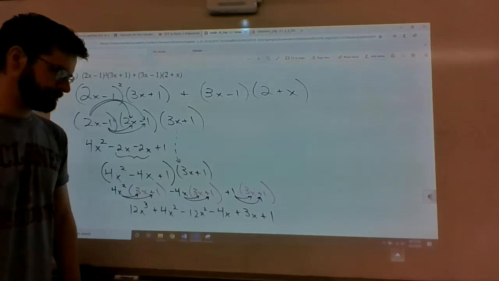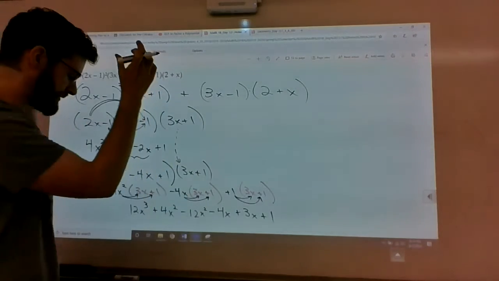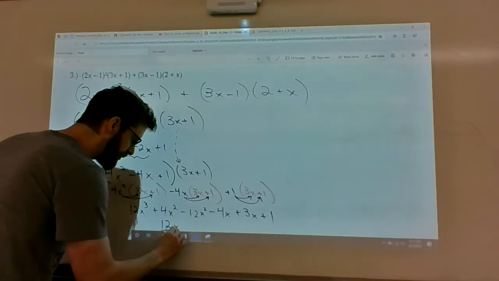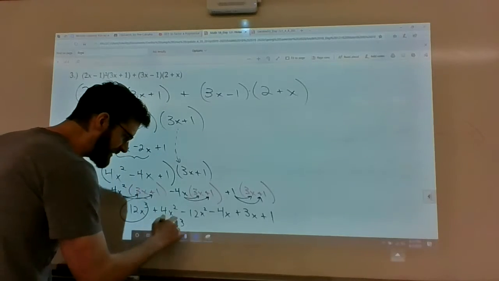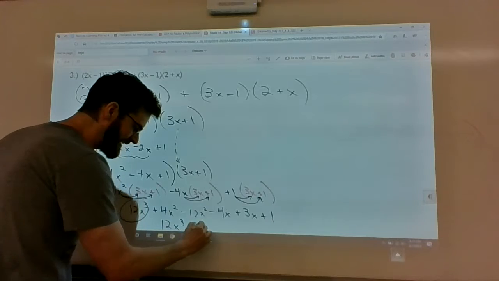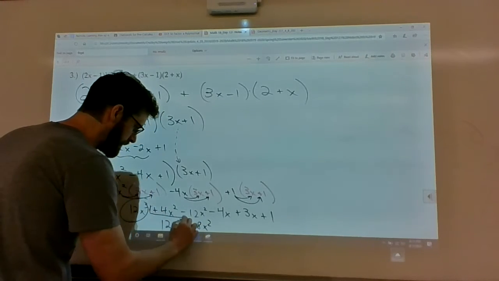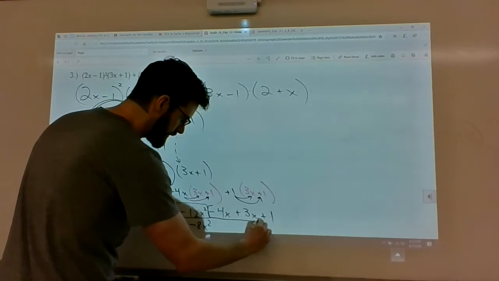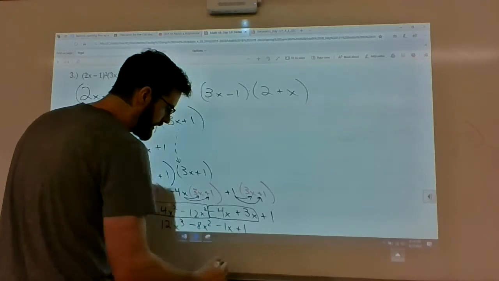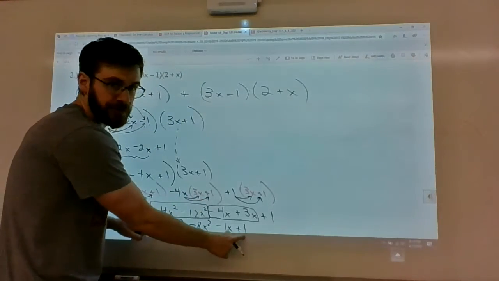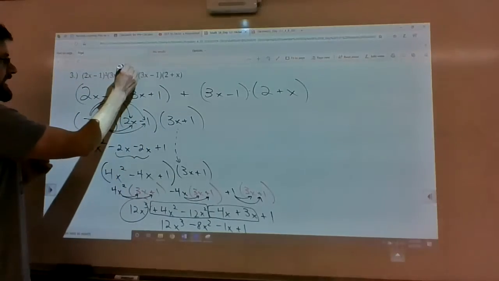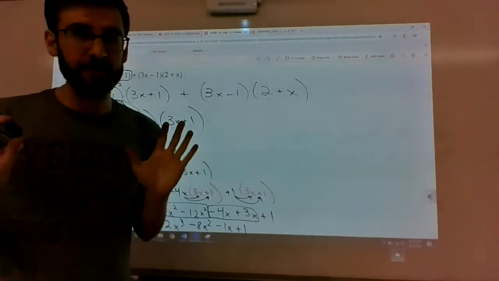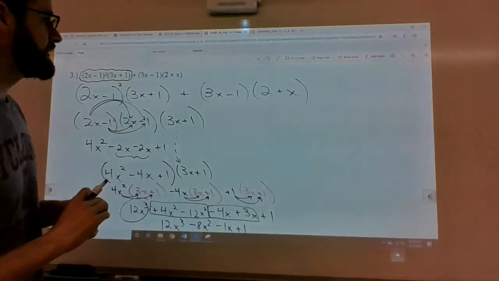All right, so the crescendo of this part is the simplified polynomial 12x to the third power minus 4 minus 12 minus 8x squared. Negative 4 plus 3x is negative 1x plus 1. So this is the polynomial that results when you're just taking this first block here. All right, so you have to have a lot of endurance with these problems. You have to have a lot of patience. You got to stick to it.